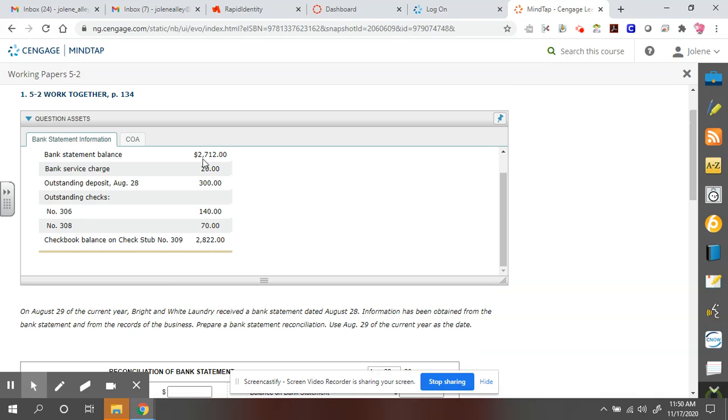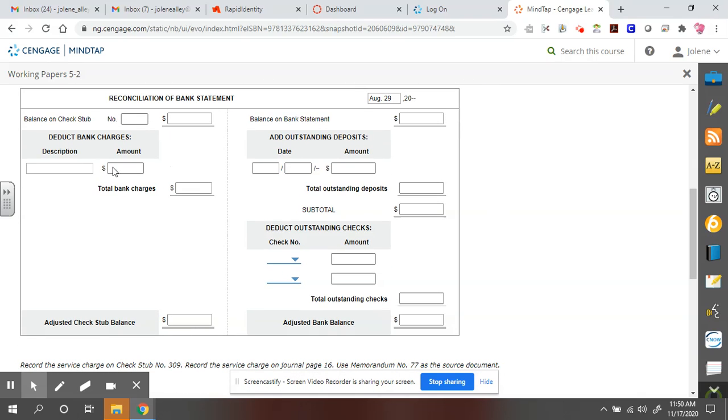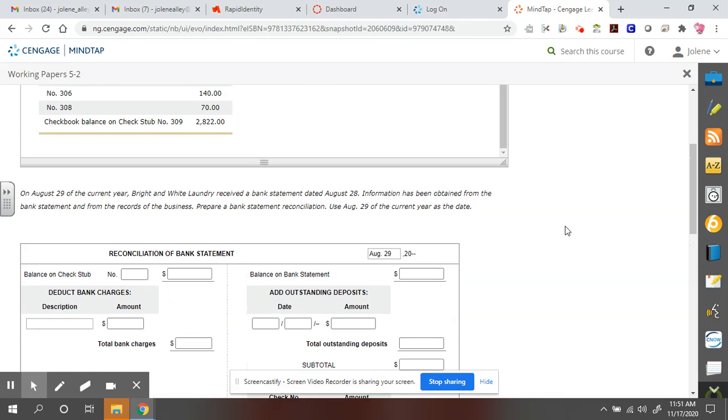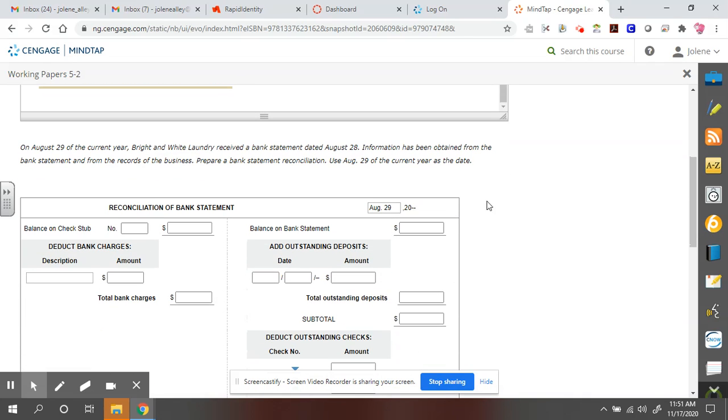Now I'm going to start with the top dollar figure here and go down and plug these into our statement. If you want to do the left side first and then the right side, that's fine too, whatever. But the software makes it real easy for you to know exactly what has to be filled in. The boxes that you see have to be filled in. If they're not, then there's something wrong. So I'm going to go up here, and this bank statement balance is 2712. So right here it says bank balance on bank statement.